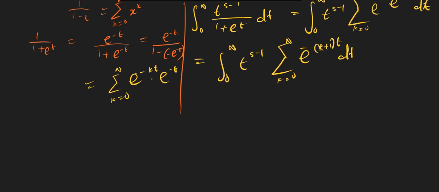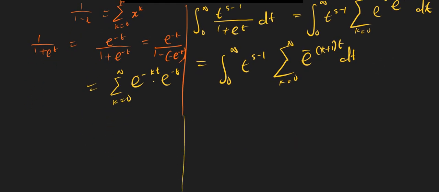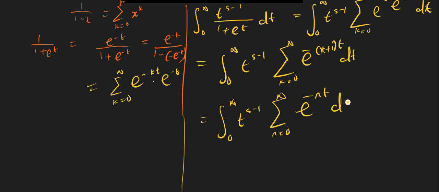Okay, so this would definitely equal the integral from 0 to infinity of t^(s-1) times the sum as n runs from 0 to infinity of e^(-nt) dt. Now, the question asked here is: can we swap summation and integration? Like, instead of taking the integral, maybe we take the sum of the integral first?